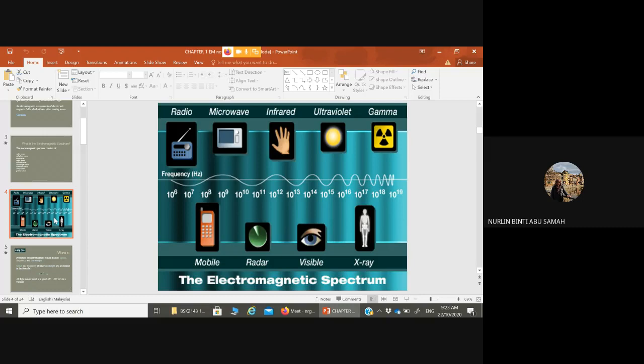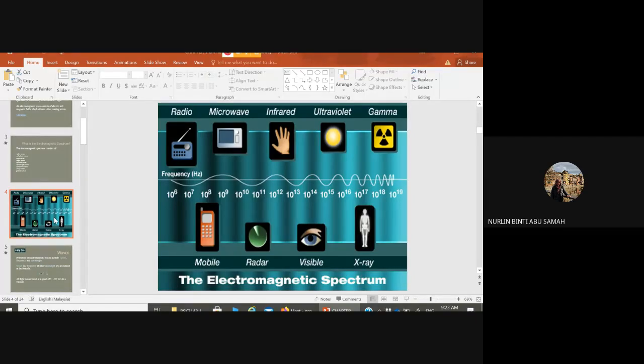Pernah dengar tak formula ni? Class? Have you heard about E equals to hc over lambda? Pernah. Pernah kan? Okay. Thank you for your response.